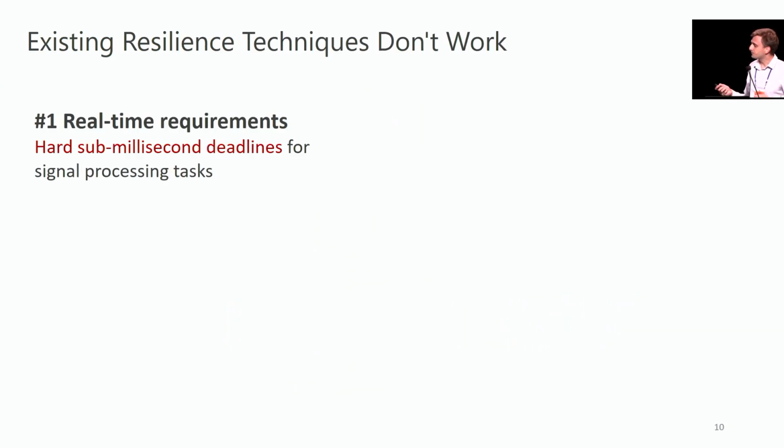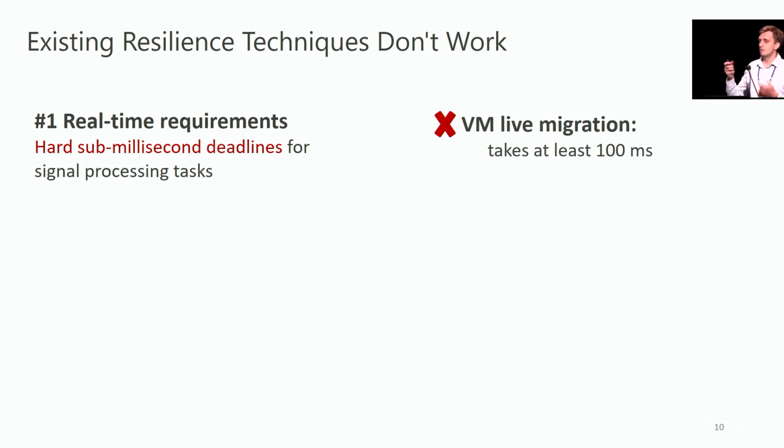Unfortunately, this is not true. First of all, PHY is real-time software, and it needs to do signal processing under hard sub-millisecond deadlines. If these deadlines are violated, the VRAN will lose data or even crash. We first tried to implement PHY resilience via VM migration, and we found that it takes at least 100 milliseconds of downtime, which is much more than our sub-millisecond deadlines.